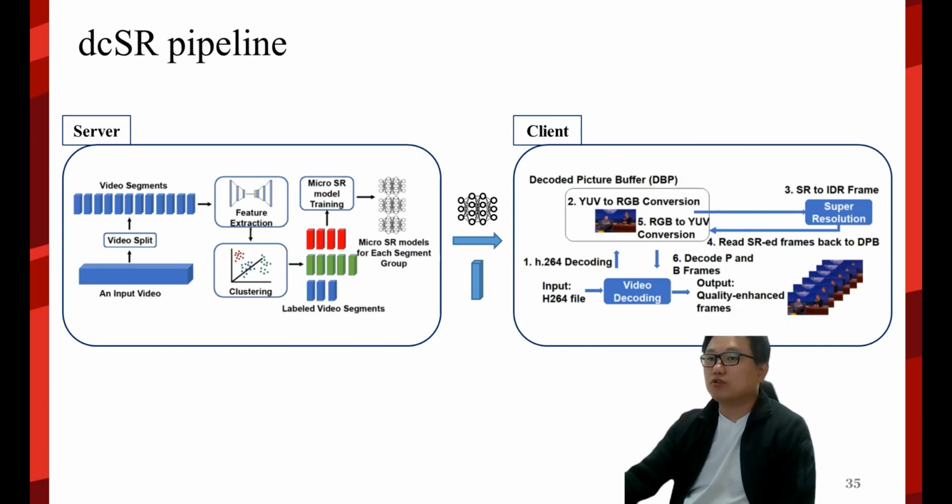So once I have an input video, I make it into video segments, and from the video segments, I cluster them into groups. Why do I need to cluster into groups? Because similar groups can run on a similar deep learning model. So I made many micro SR models. Then on the client side, the video is downloaded and runs super resolution based on the small model that I know. Then I recover it and play in high quality.